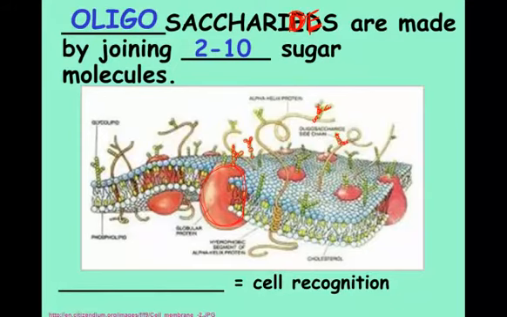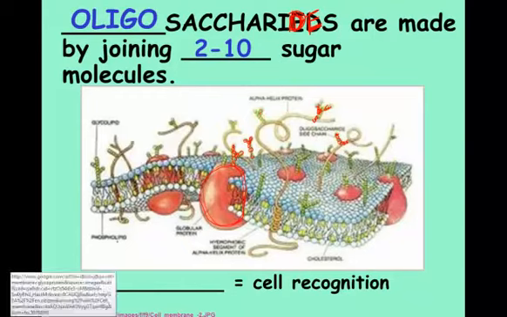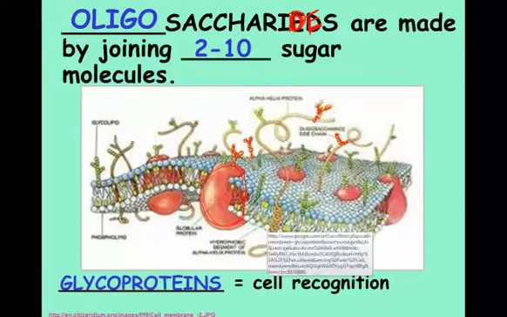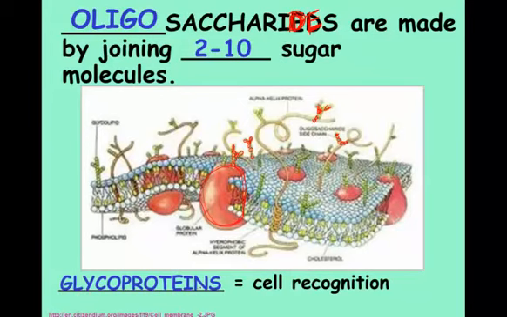But joining a few sugar molecules, maybe up to 10, make molecules called oligosaccharides, and oligosaccharides are found in cells as part of what we call a glycoprotein molecule. It's a combination, part sugar, that's the glyco part, and part protein. And we're going to talk about that in a second, of what those do in cells, but they're important in cell recognition, helping the cell to recognize foreign invaders.